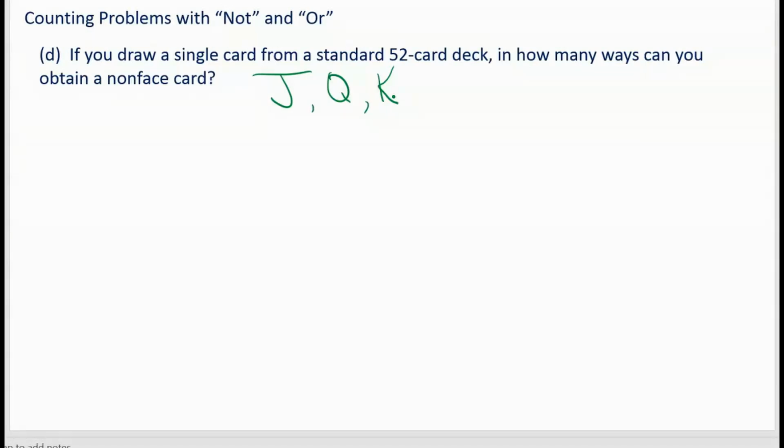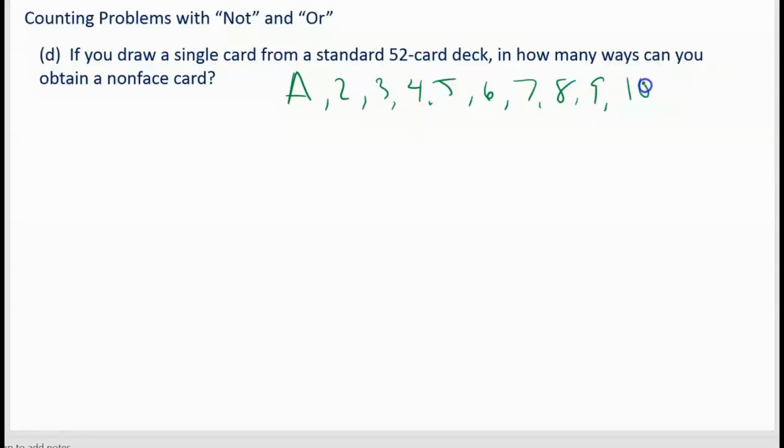Okay, and notice what it's asking. How many ways can you obtain a non-face card? But look at there, I listed the face cards. So I probably should have listed instead a non-face card. So a non-face card, let's back up, would be, you know, an ace, a 2, a 3, a 4, a 5, a 6, a 7, a 8, a 9, and a 10. All of those are non-face cards. And then you've got 4 for every suit. So it might be easier to take the number of cards and subtract out the number of face cards.